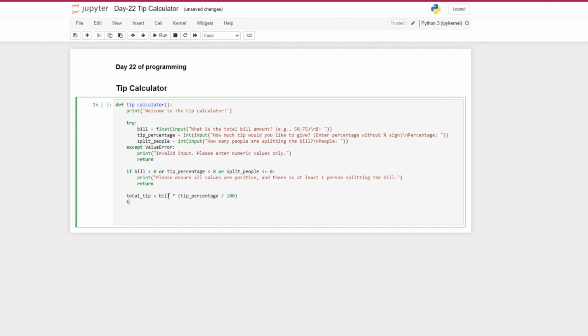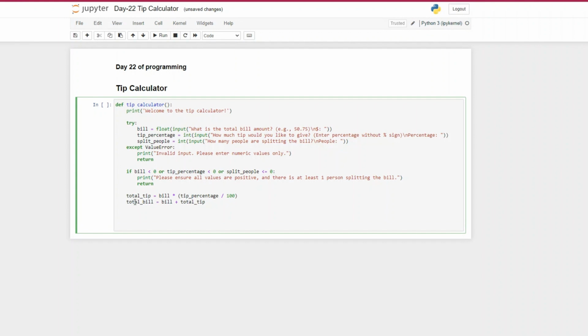So if, let's say, the total bill is 100 and they want to give a percentage of 20, that will be 100 multiplied by 20 divided by 100, and then you get your value. Then we want to add the total tip to the total bill, because that's the total amount you will pay. So we have total bill equals bill plus the total tip. And this is how you get the total amount that the person should pay.